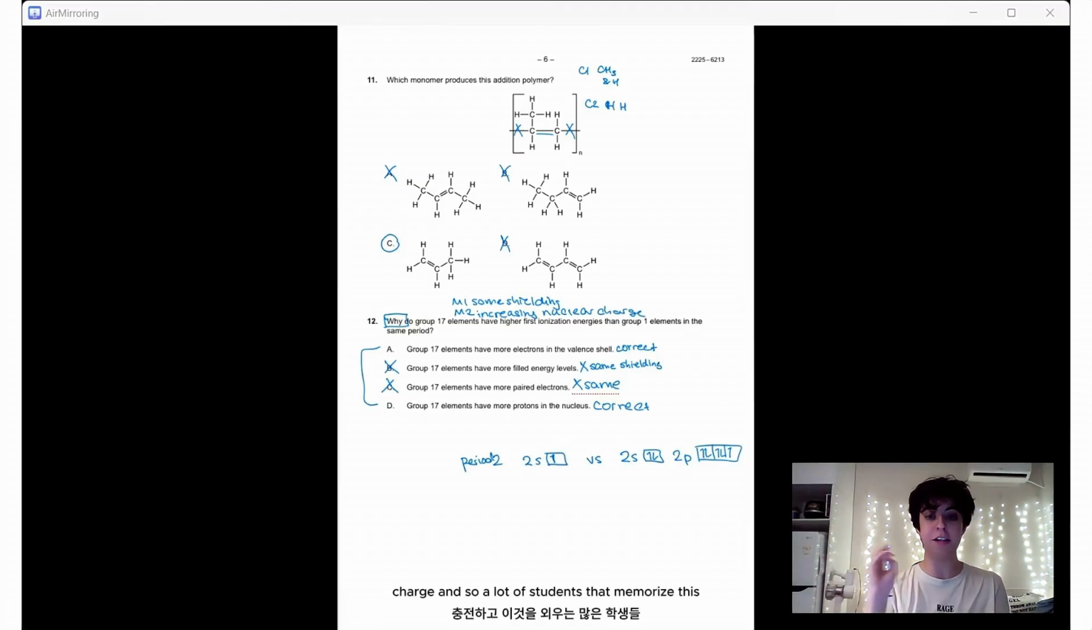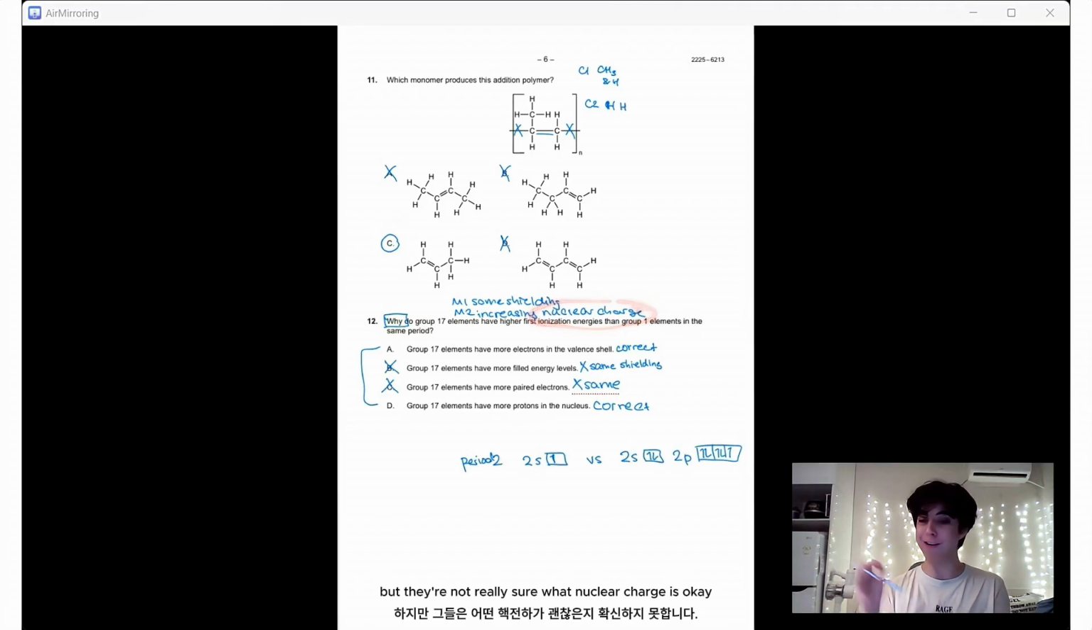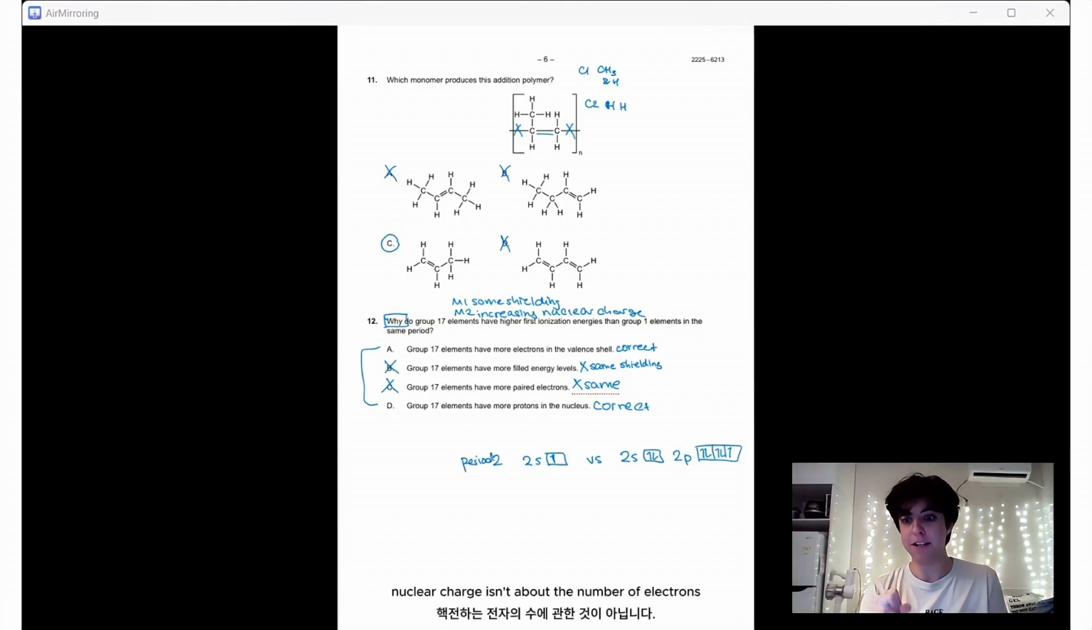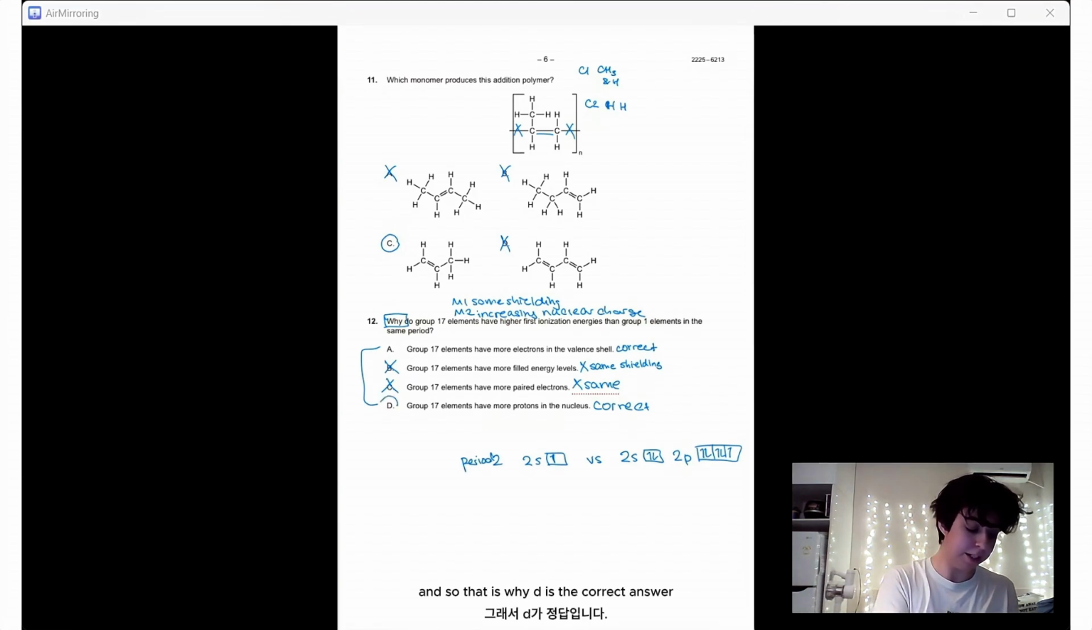Okay, nuclear charge. And so a lot of students, they memorize this, they write it down all the time, they get it right, but they're not really sure what nuclear charge is. Okay, and so nuclear charge isn't about the number of electrons, it's the number of protons, it's the increasing atomic number. That's just what that is. And so that is why D is the correct answer.